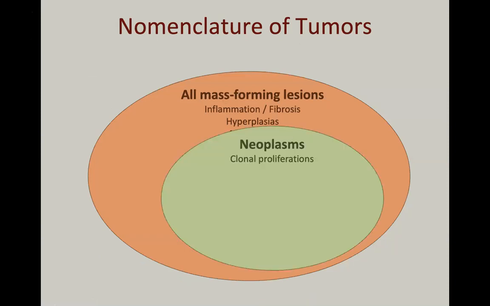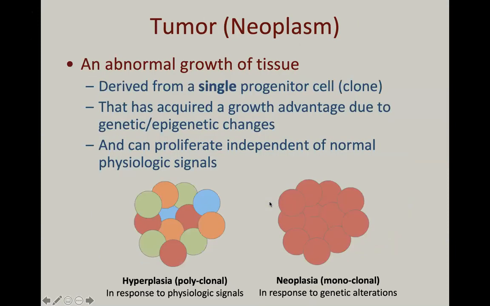Neoplasms are classified as clonal proliferations, originating from a single stem cell. And just to remind you, a neoplasia is an abnormal growth of tissue derived from a single progenitor stem cell, usually, as I said, a tissue stem cell rather than a mature differentiated adult cell. This stem cell has acquired a growth advantage due to some genetic or epigenetic changes, and proliferates independent of normal signals. Of course, that's different from hyperplasia, which is polyclonal, meaning multiple cells grow up together in response to some kind of physiologic signal.